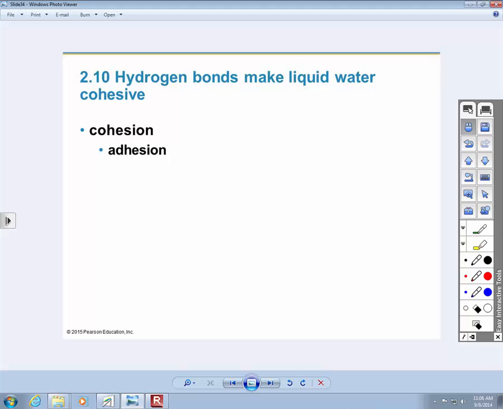Okay, so now we get into properties of water. Now there are several properties. Some of these we've talked about, some of these we haven't talked about. Water adheres to itself. It is cohesive. And of course, what happens there is you do get some hydrogen bonding between the water molecules.